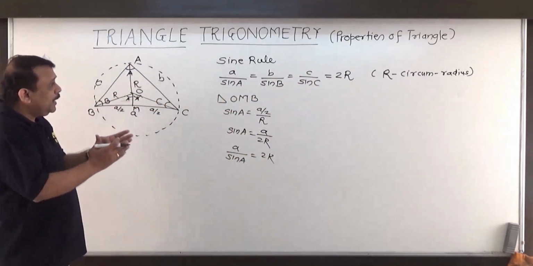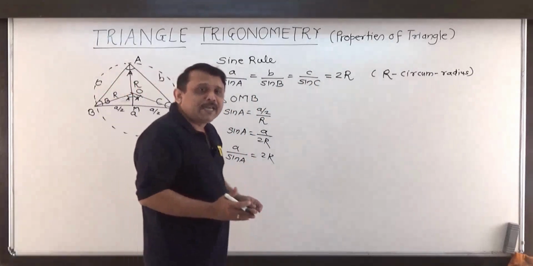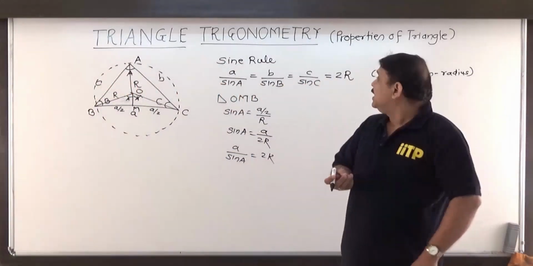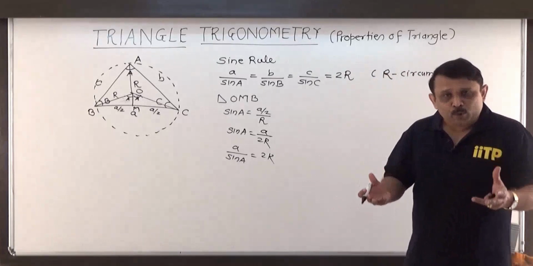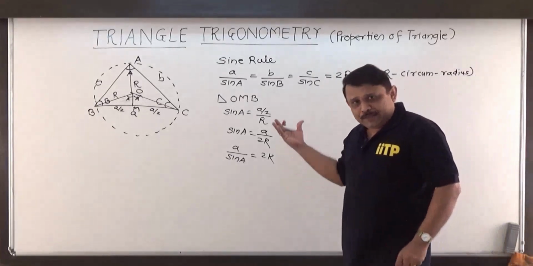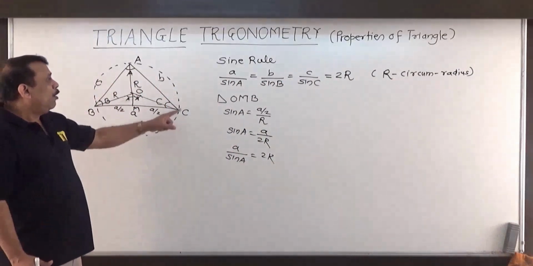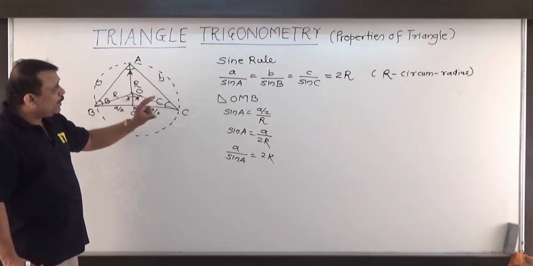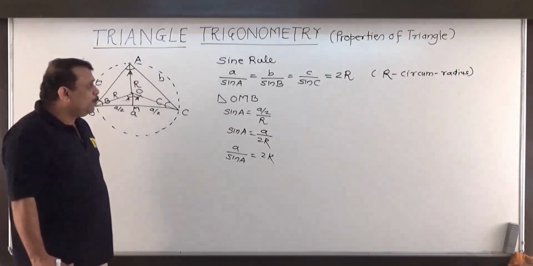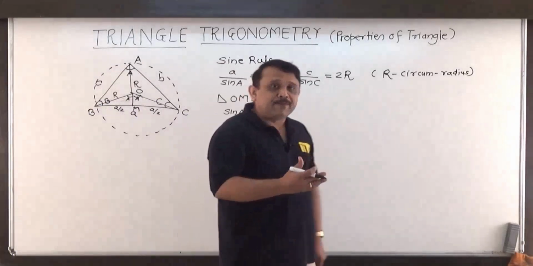Hence, the result a/sin A = b/sin B = c/sin C = 2R is proved. There are various proofs of this, but this is one of the simplest proofs of the sine rule that I have given to you. So remember, a/sin A = b/sin B = c/sin C = 2R.